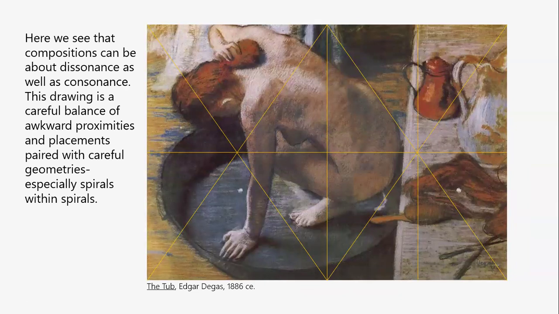All right. So far we've been talking about ways that compositions are using geometry, but by the time we get close to the 20th century, artists are starting to think about things like how to create dissonance in their compositions.